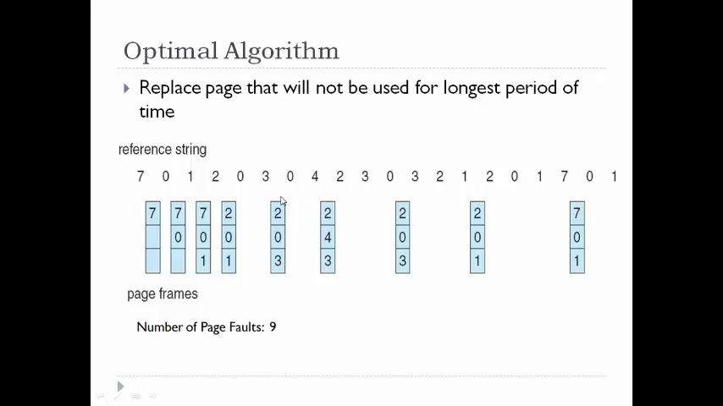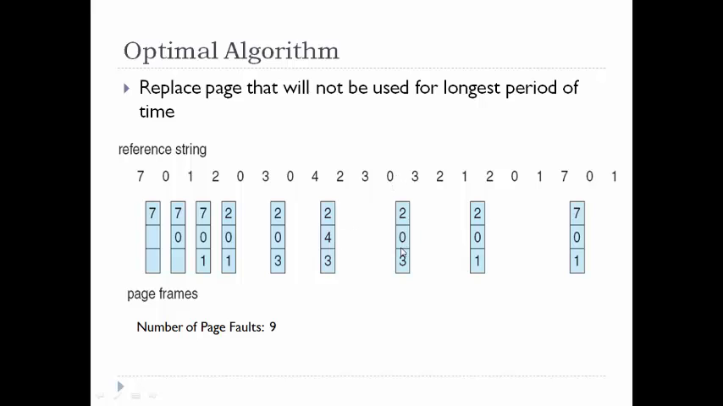So 0 is already present. Now we are going to insert 4. So check, we have 2 which is to be used in the near future, and we have 3 which is also to be used in the near future, and we have 0 which is to be used for the third time. So this is to be used for a longer period of time as of now. So we are using this place for replacing 0 with 4. So 2 is already there, 3 is already here.